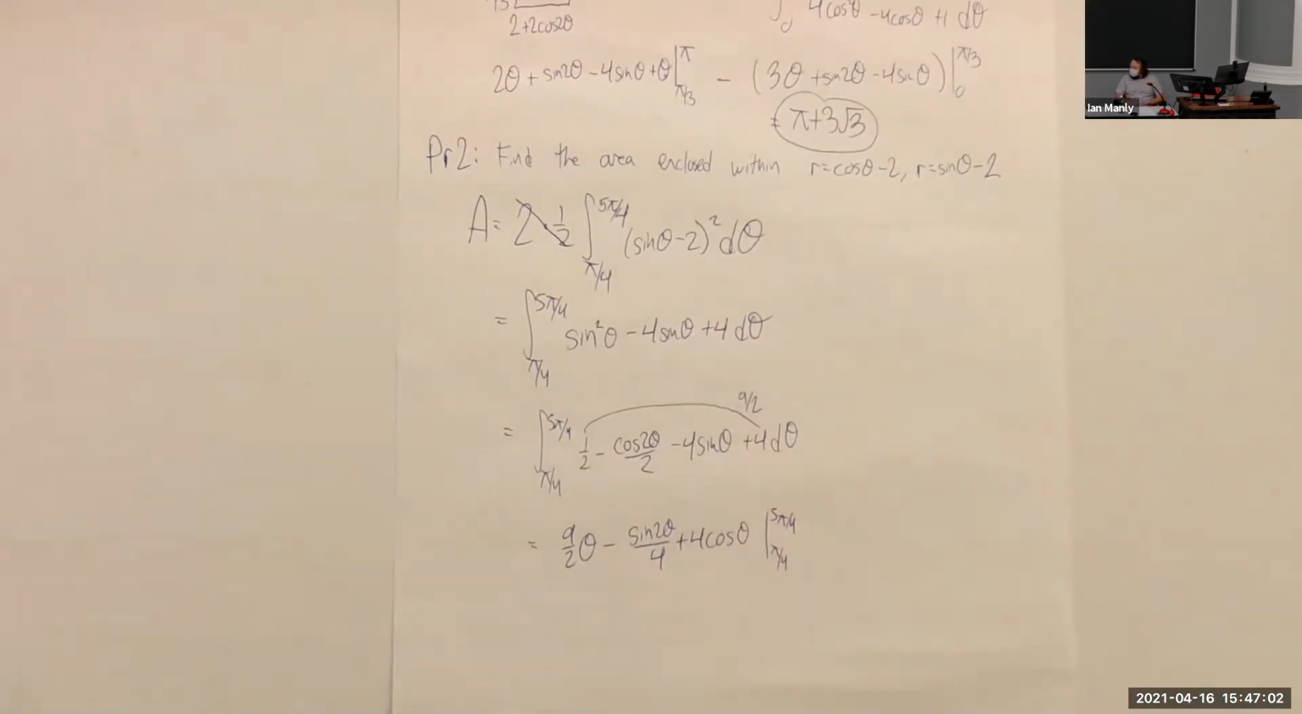Is it common to use the half angle identity when we're finding the area of these? Yeah, the half angle identity is really common. I think we've used it in every problem today, if I'm not mistaken. Yeah, so I would definitely brush up on that.